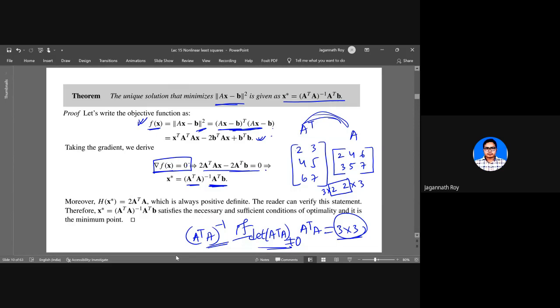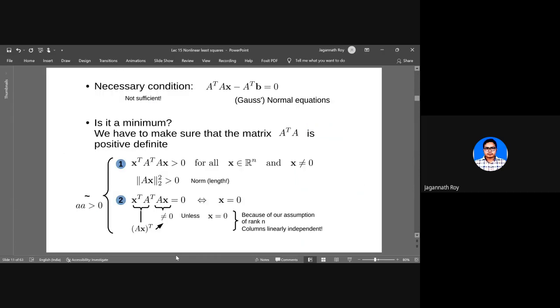Now it will give you the minimum value, because if you try to find out the Hessian, the delta 2 f of x, the second order partial derivatives, that is the Hessian matrix, then this will always be positive definite. The proof can also be given. So here it is a proof.